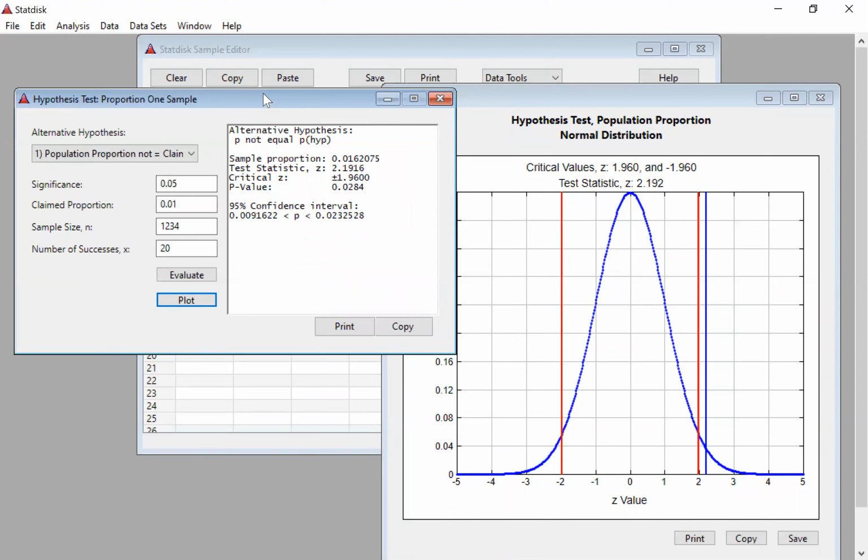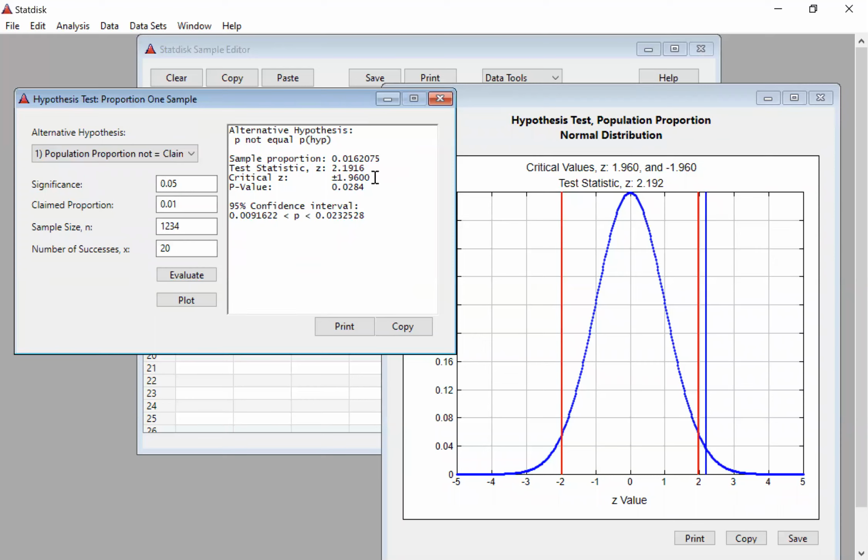So what we see in the dialog box is, first off, Statdisk is nice enough to tell you what hypothesis you tested. Make sure it's the one that you want. Statdisk really wants to be your friend here. It's trying to make sure that you get this correct. Then it does list out what p-hat is. Then there is our test statistic, and it tells us what the test statistic is. We're using a normal distribution. Our test statistic is z.